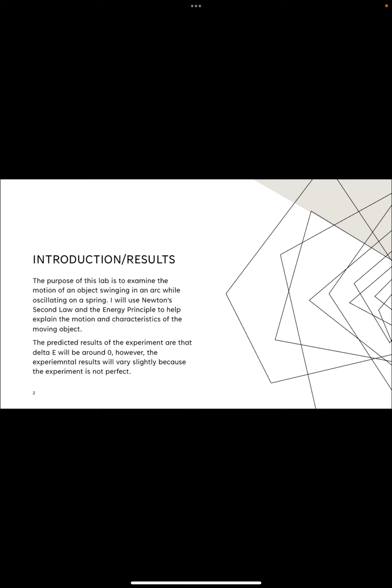The purpose of this lab is to examine the motion of an object swinging in an arc while oscillating on a spring. I'll use Newton's second law and the energy principle to help explain the motion and characteristics of the moving object. The predicted results of the experiment are that delta E will be around 0. However, the experimental results will vary slightly because the experiment is not perfect.